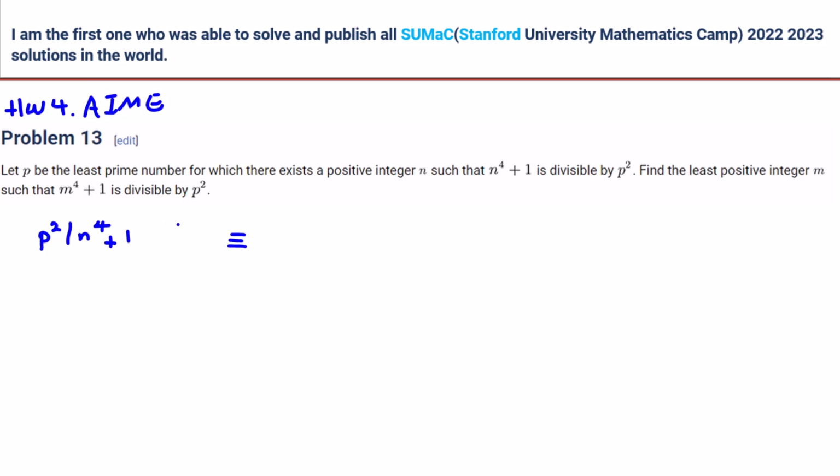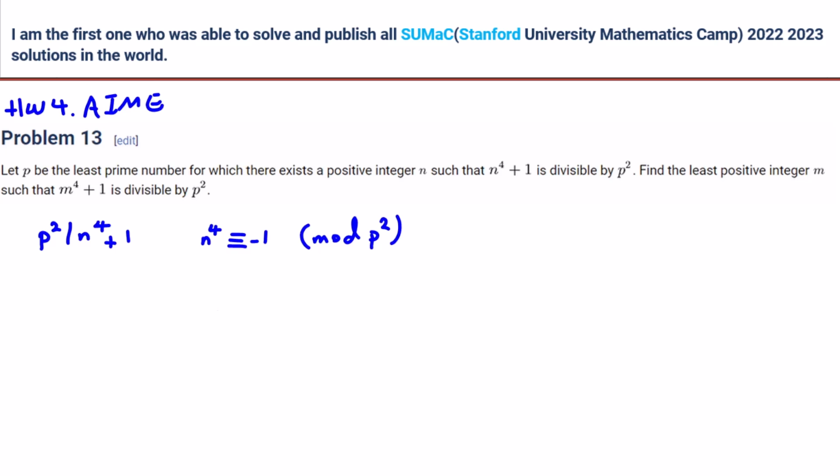Mod. p squared divides n to the 4 plus 1, so n to the 4 plus 1 is congruent to 0 mod p squared. Or n to the fourth is congruent to negative 1. If you write it like this, it's better than n to the 4 plus 1, because here we can raise to the power of 2 or any number, and it's easier to work with.